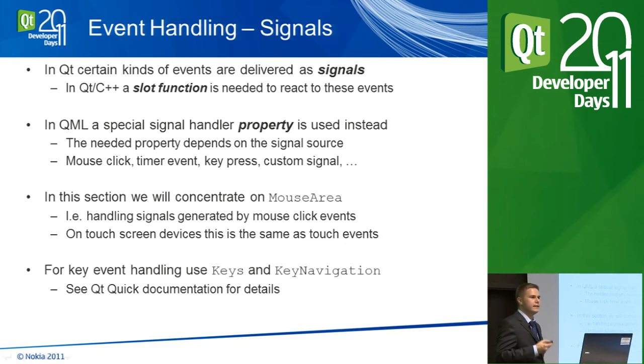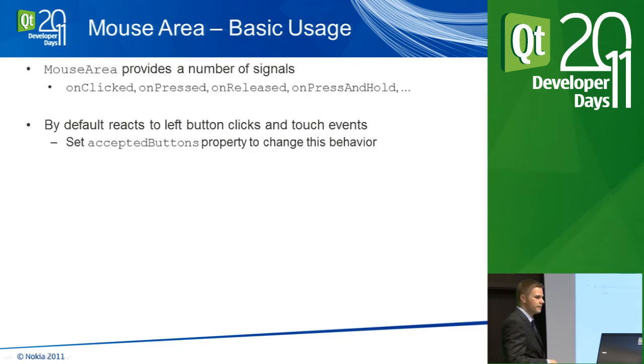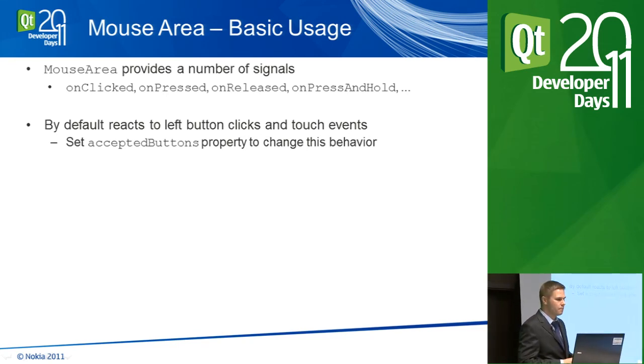And for handling input events, we are going to concentrate on mouse area. That's the thing that we have seen, and the one that we will be using mostly. So mouse area is something that enables us to receive mouse events and react to mouse events. Things like click or tap on mobile devices. It supports a number of different signals like click, press, release, very similar to what we can do with events in Qt.